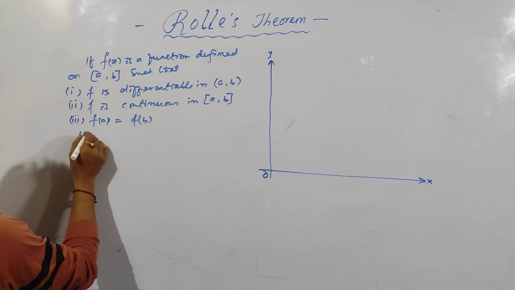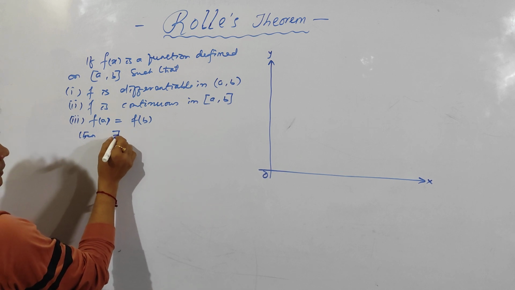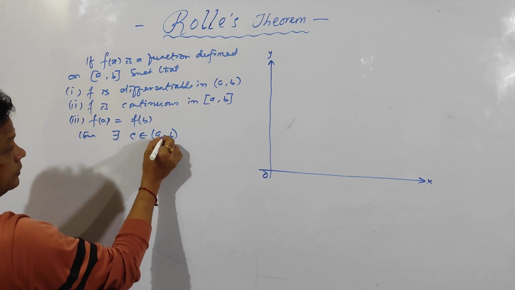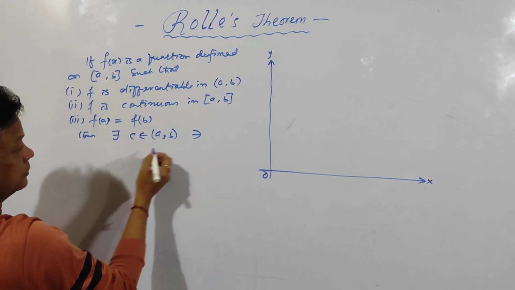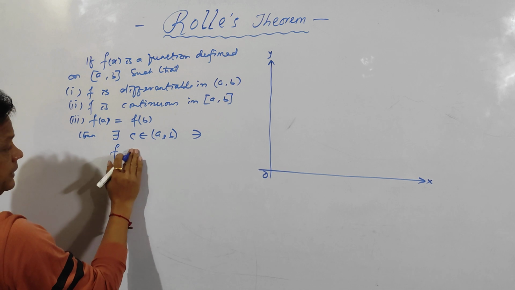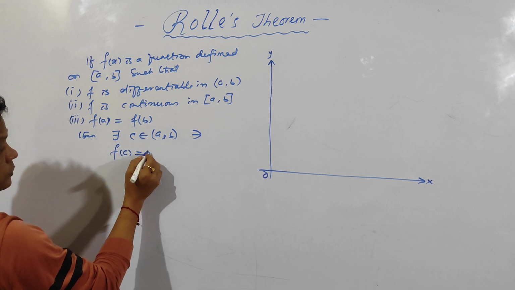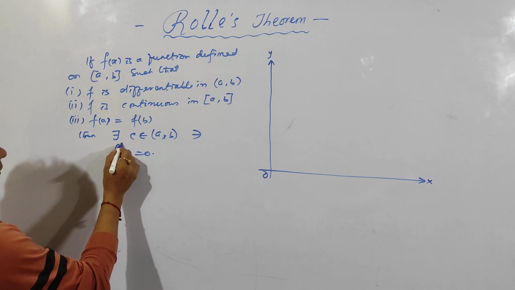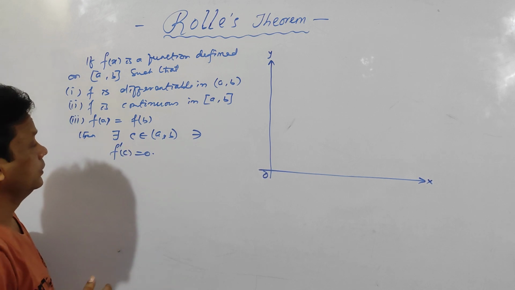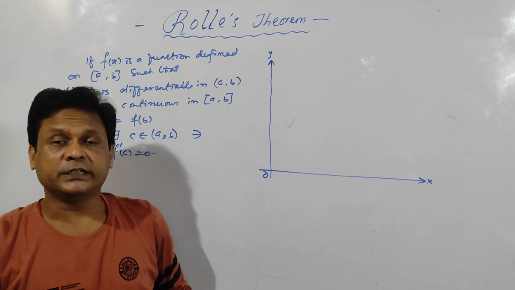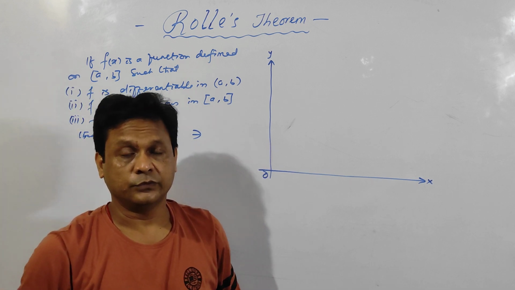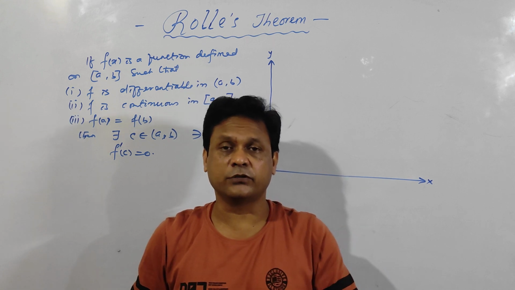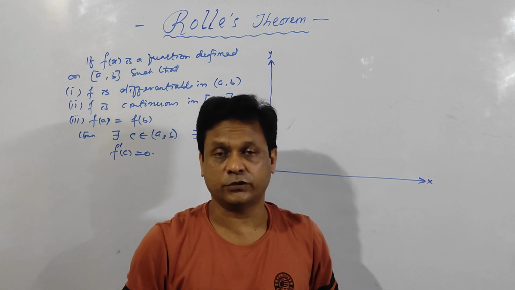Then there exists C belonging to open interval AB such that f dash C equal to 0. And what is f dash C? What is derivative? dy by dx means it is the slope of the tangent, and f dash C means the slope of the tangent at a particular point C, x is equal to C.